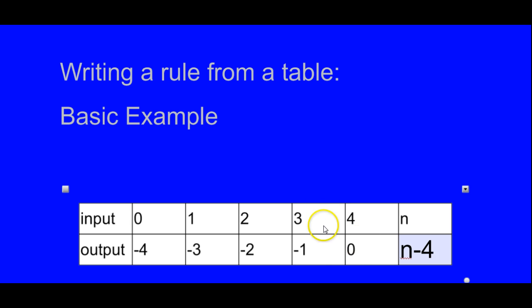4 minus 4, 3 minus 4, 2 minus 4, 1 minus 4. That's your basic example. That's what we would call a one-step example. You go 0 minus 4. Now we're going to look at a little bit more of a complex example where we're going to have two steps going on in the same problem.